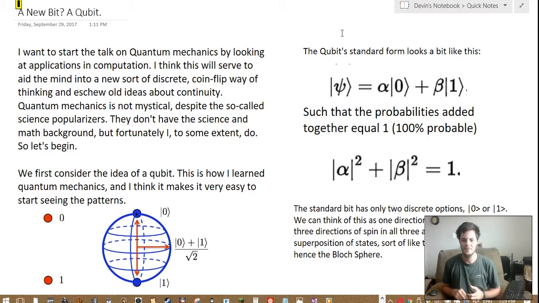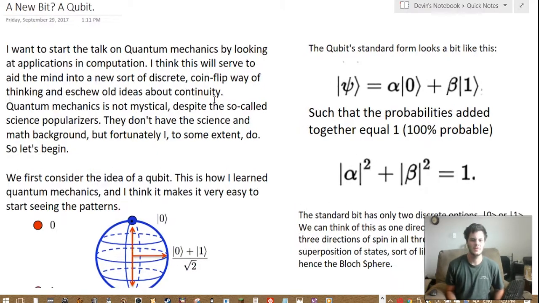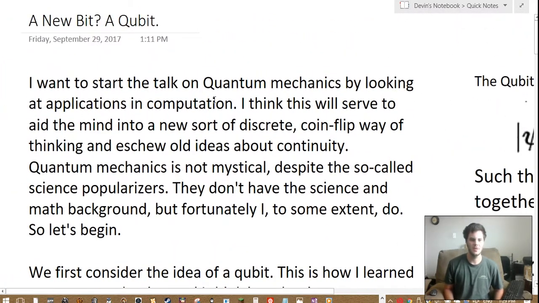So last night I kind of quickly compiled a little primer to this lecture that I'm going to do today. So what I want to talk about is the idea of qubits.